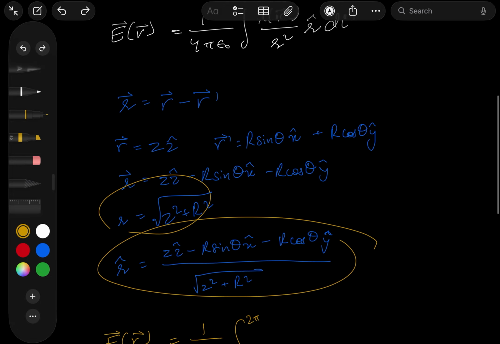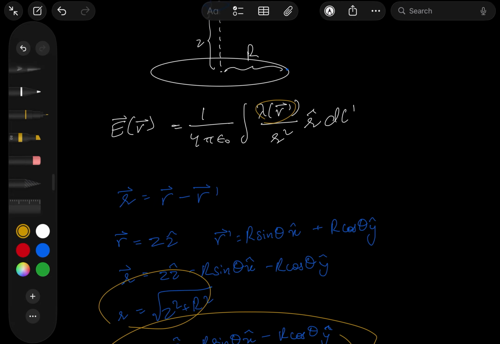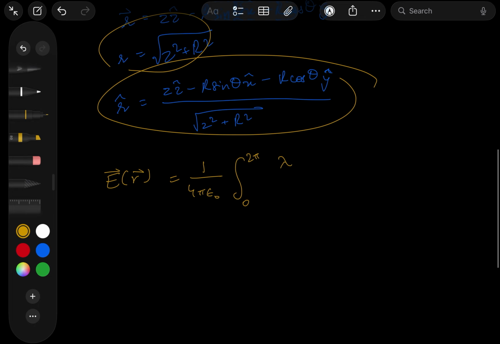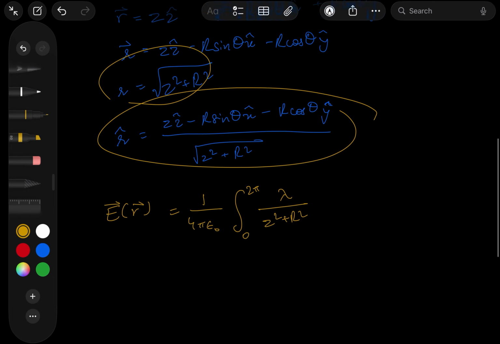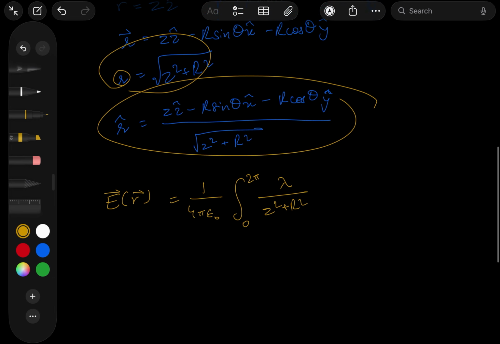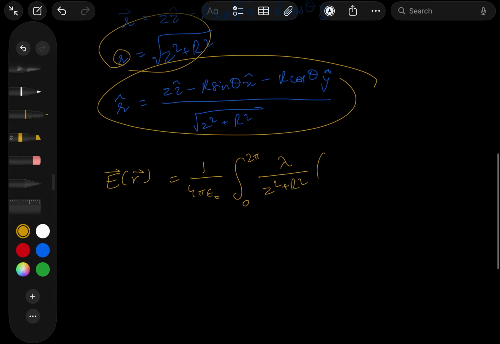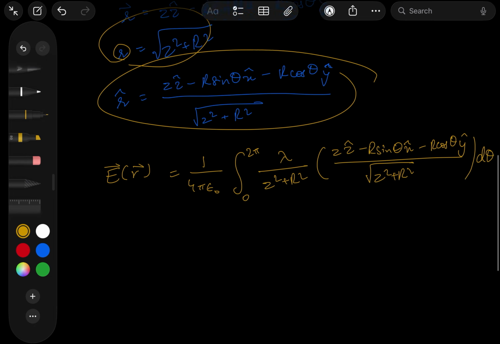So okay, now we know that lambda is a constant charge, so we can just write that as lambda, over z square plus r square, because remember we have to square this over here. And now we can take our r hat, which is this very short expression. Oops, that's going to be a cos. And remember, we're integrating over theta.